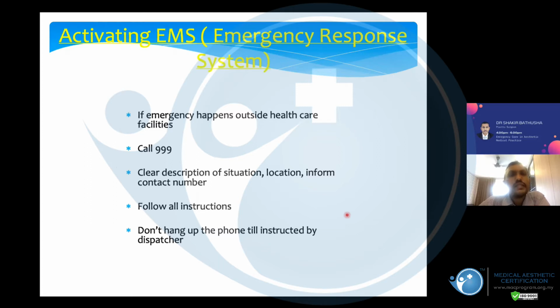How do you activate an emergency response system? In our country, we call 999. If it happens outside healthcare facilities, anywhere like in a mall, or even in your clinic, which is outside the hospital, you can ask your nurses to call 999 for help. If you're attending the patient, you definitely need a second person to make the call, and what that person needs to do during the call is provide a clear description of the situation, the location, and also the contact number.